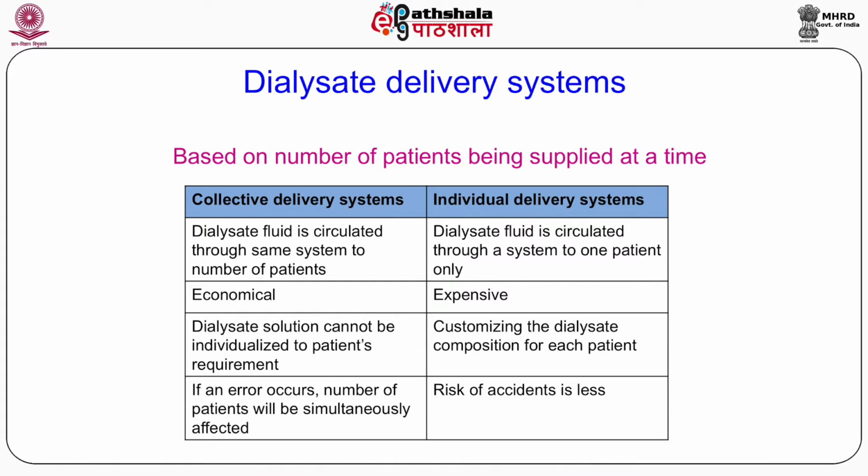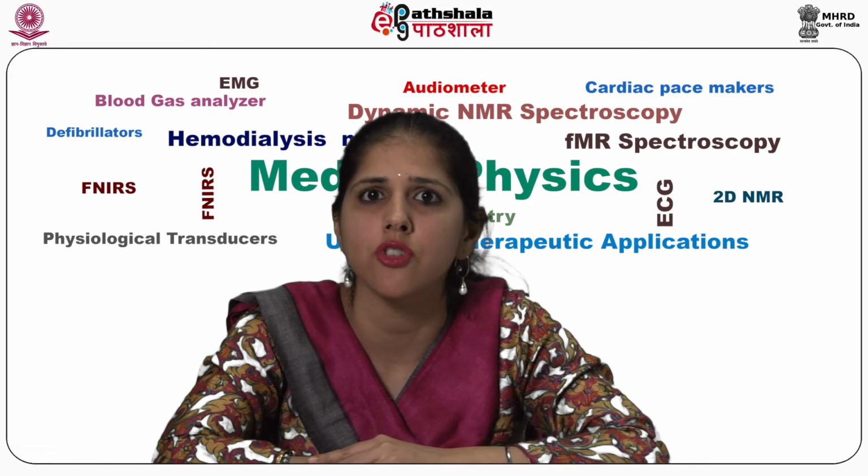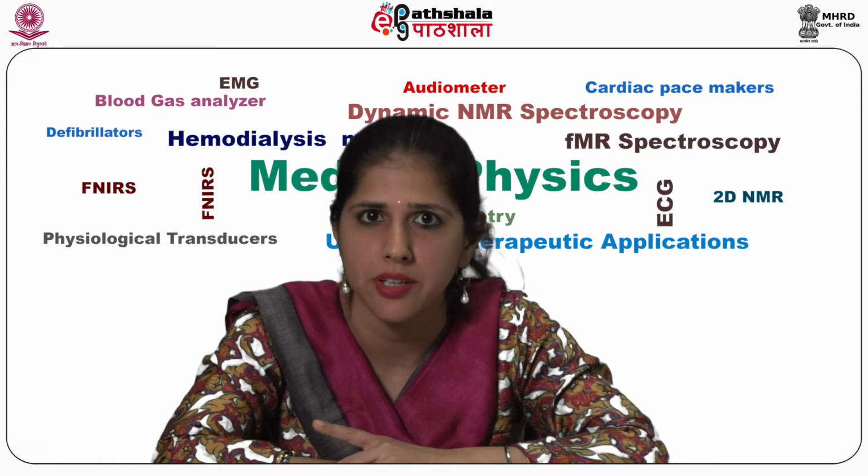The disadvantage of this system is that the composition that we are pumping through cannot be individualized according to the patient's requirement. We saw an example initially that some patients can have additional electrolyte imbalance, water overload, which is more than the accumulation of urea and creatinine. In that situation, you will have to change the composition of the dialysate solution, which can only be done for a system which is taking care of a single patient at a time.